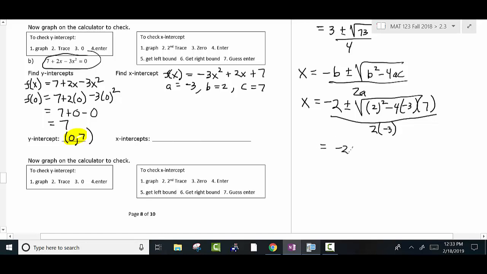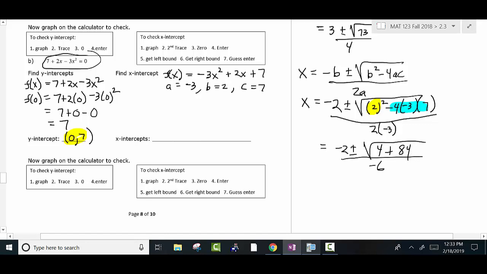So you'd have negative 2 plus or minus. Most of this you can do in your head or use your calculator to help you. That would be the square root of 4. Okay, and then this part right here, you could take your calculator. That is 2 negatives again. You have a negative 4 and a negative 3, so that's positive. And let's see, that would be 12 times 7, I'm pretty sure is 84. Okay, and then the bottom is 2 times negative 3, which is negative 6.